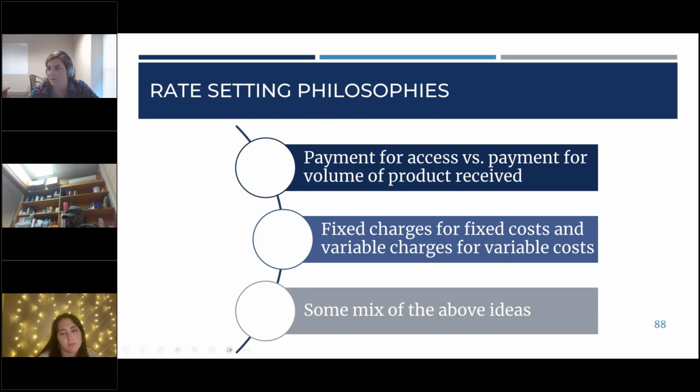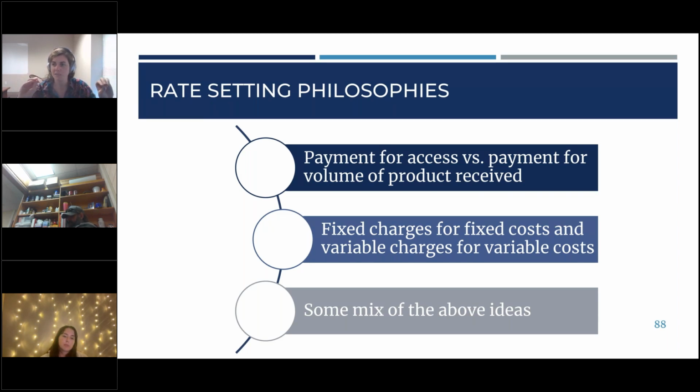So if it costs $35 for wastewater service, no matter how much wastewater was sent to the wastewater treatment plant, that would be payment for access. The idea is that folks are just paying because they have the ability to send wastewater to the wastewater treatment plant. It doesn't matter how much they send. The opposite would be if there was no fixed charge, and it was purely based on the amount of wastewater that was sent to the wastewater treatment plant. So instead of having a fixed rate, we might have a rate that's just based on thousand gallons of wastewater. And those are kind of two extremes.